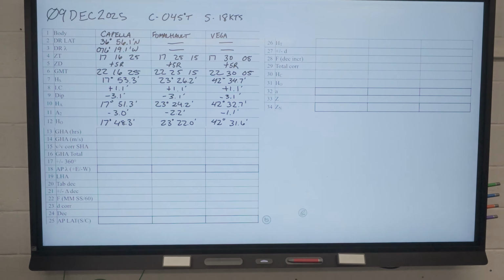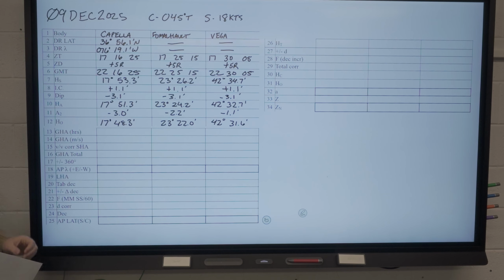Now we have our HOs. So basically this first part is correcting the sight based off index correction and how high you are on the ship, correcting apparent altitude, HA, to get HO. Now this same process will be the same for local apparent noon, because you take your zenith distance minus your HO, and then plus or minus your declination, but local apparent noon is a different day.